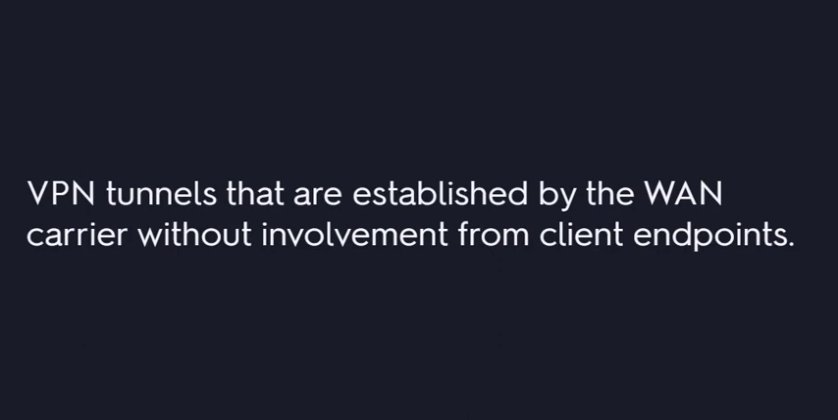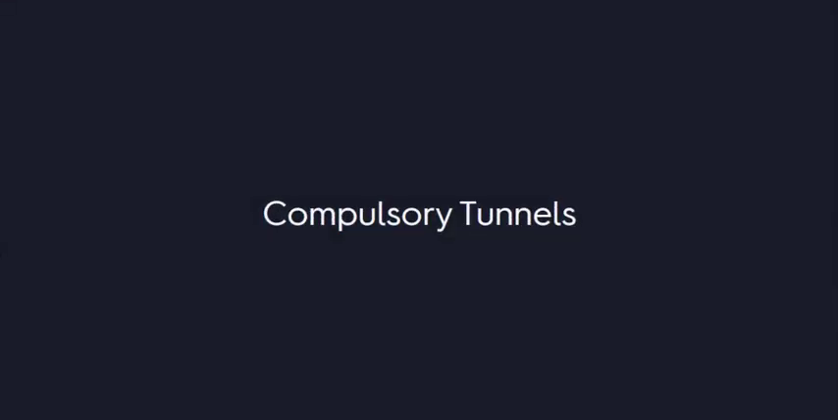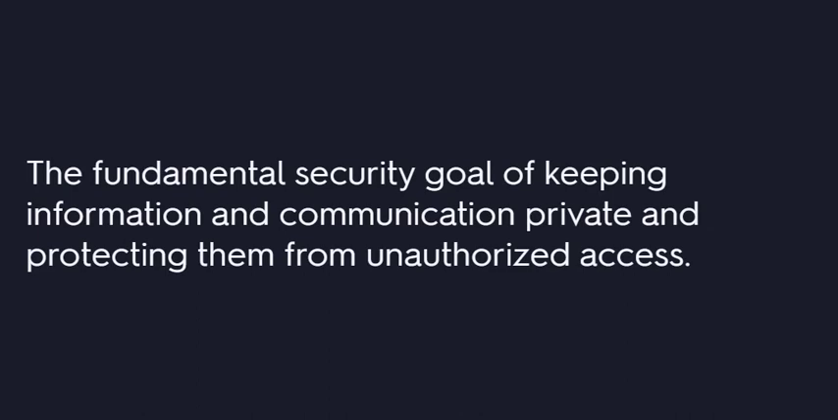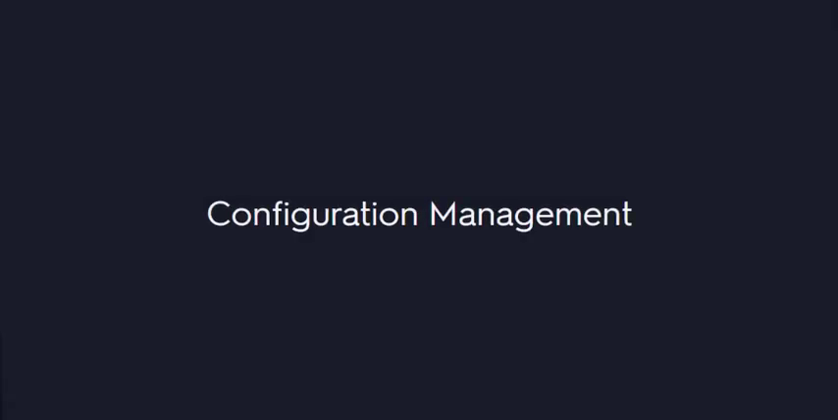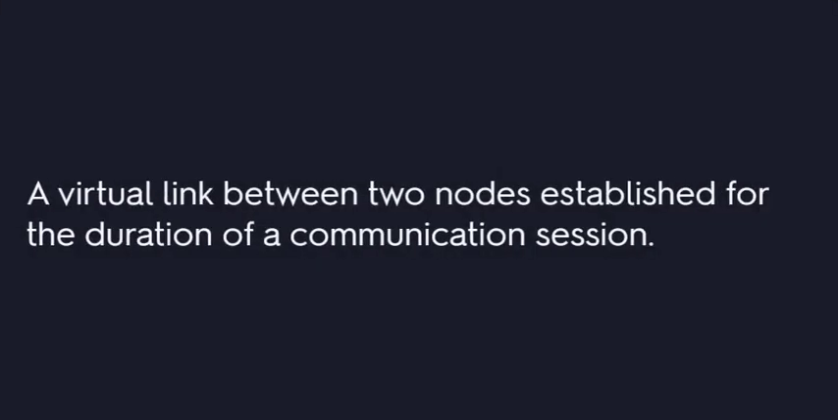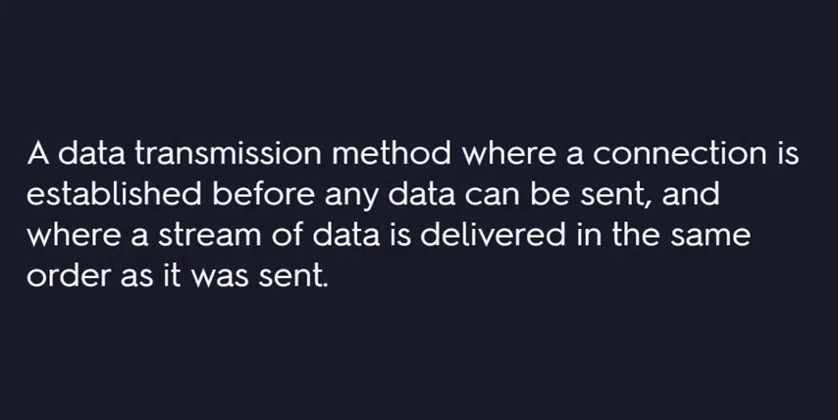VPN tunnels that are established by the WAN carrier without involvement from client endpoints. Compulsory tunnel. The fundamental security goal of keeping information and communication private and protecting them from unauthorized access. Confidentiality. The process of setting up and changing the configuration of a network and its components. Configuration management. A virtual link between two nodes established for the duration of a communication session. Connection. A data transmission method where a connection is established before any data can be sent and where a stream of data is delivered in the same order as it was sent.